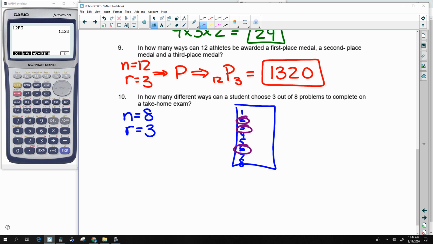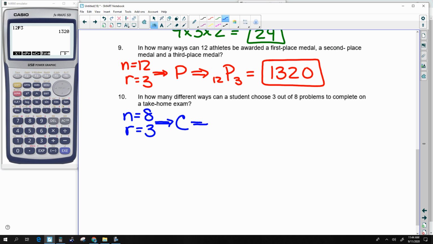No, the test would not be different. The order in which you do the problems doesn't matter. So the order doesn't matter. That's like a committee. So it's a combination. So this would be 8 combo 3. So 8 combo 3 is 56.